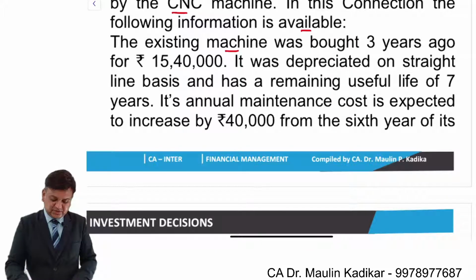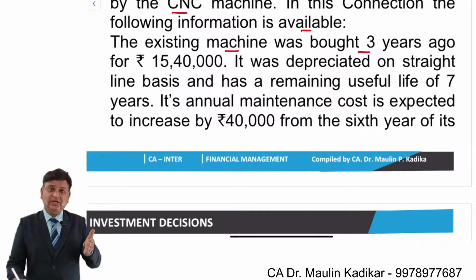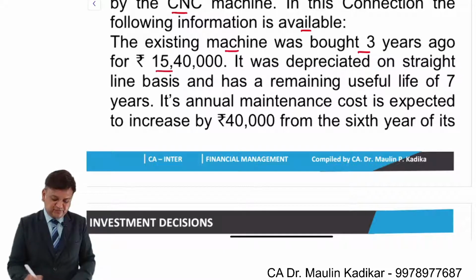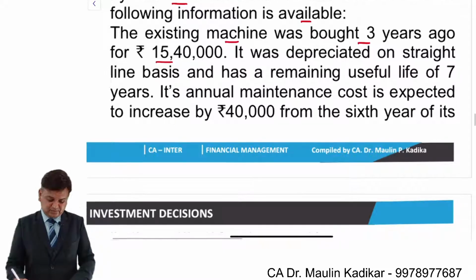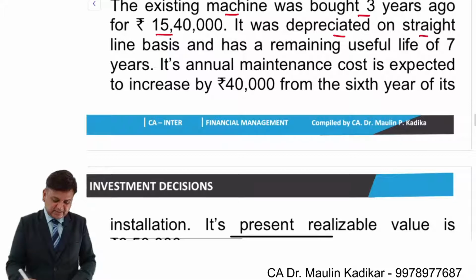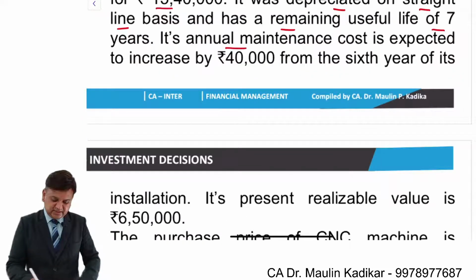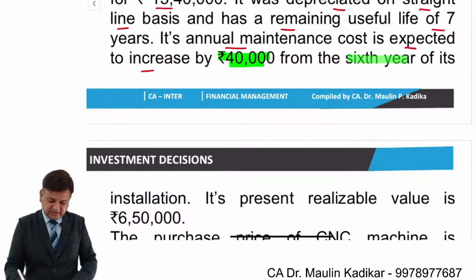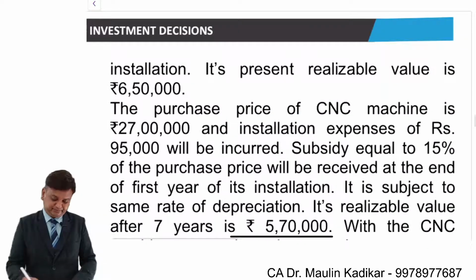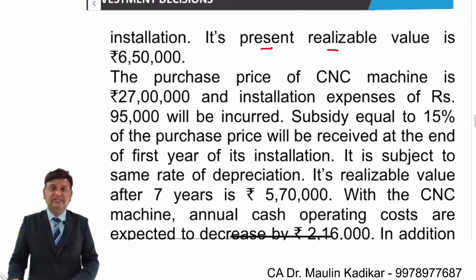The existing machinery was purchased 3 years before for rupees 15,40,000. It was depreciated on SLM basis and has a remaining life of 7 years. Its annual maintenance cost is expected to increase by rupees 40,000 from 6th year of its installation. Its present realizable value is 6,50,000.